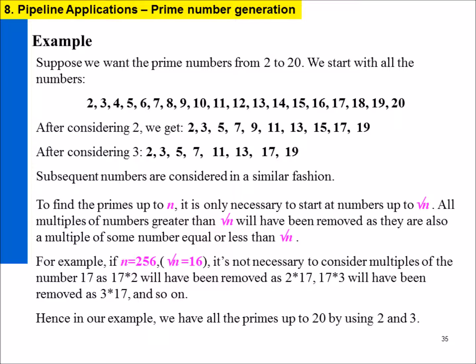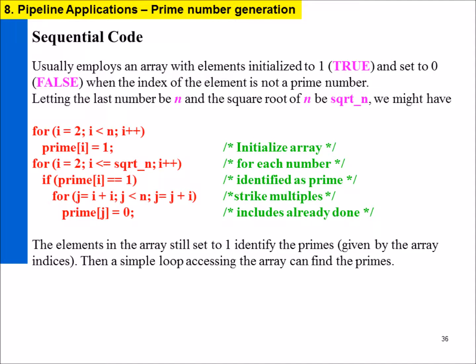Note that the basic method as described is not suitable for finding very large primes, which are the ones most interesting, of course, sequentially, because the sequential time complexity is significant and is dominated by the early passes through the list. A simple way to improve the performance is to consider odd numbers only. A sequential program usually employs an array with elements initialized to 1, true, and set to 0, false, when the index of the element is not a prime number.